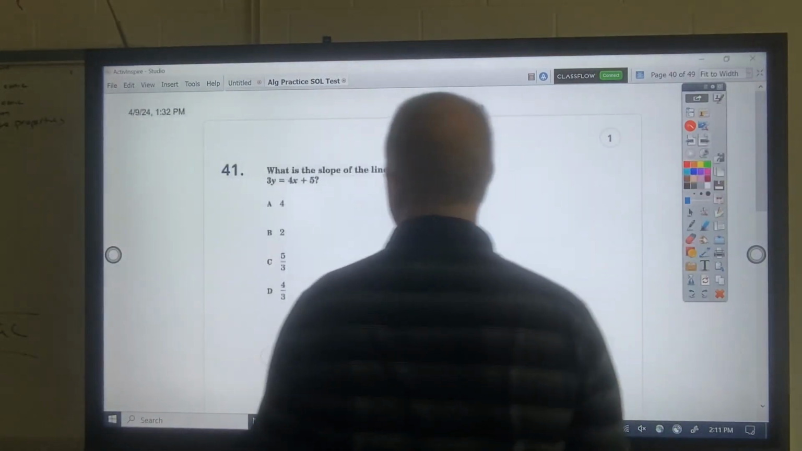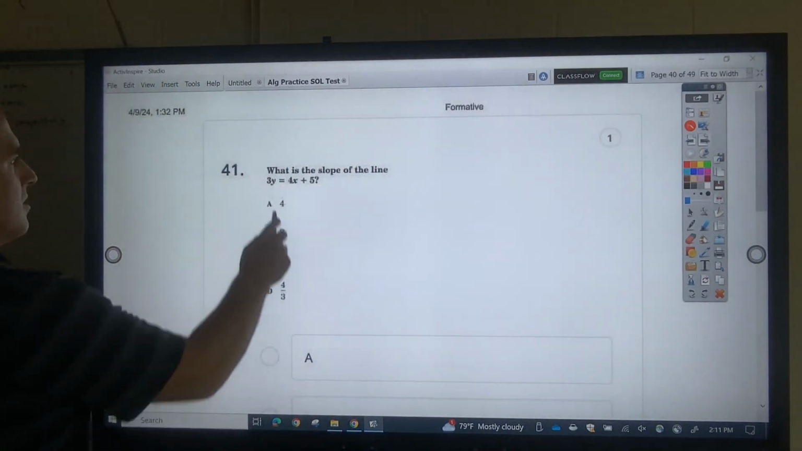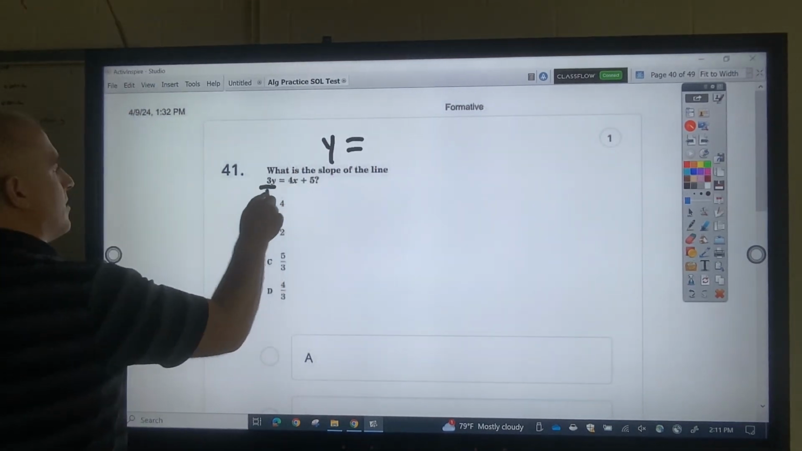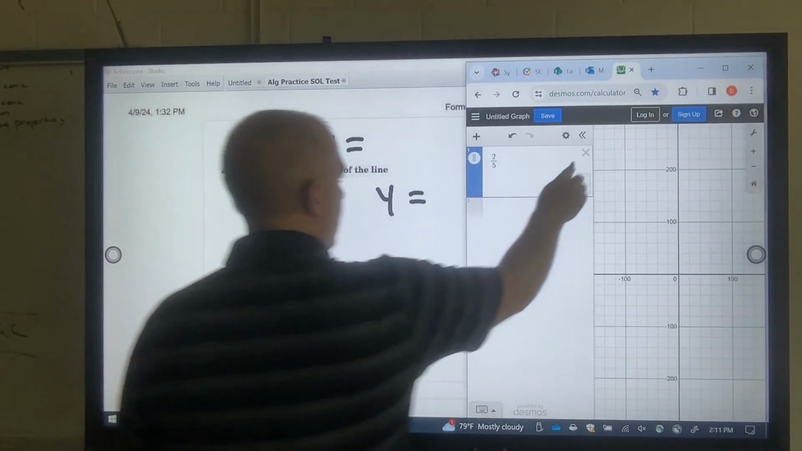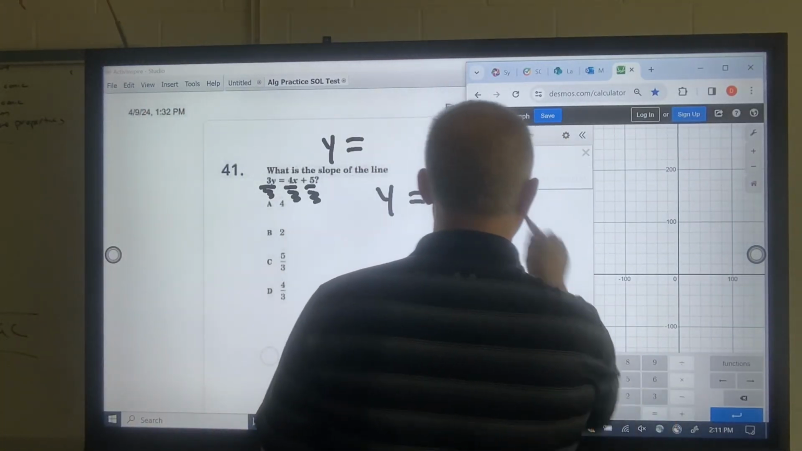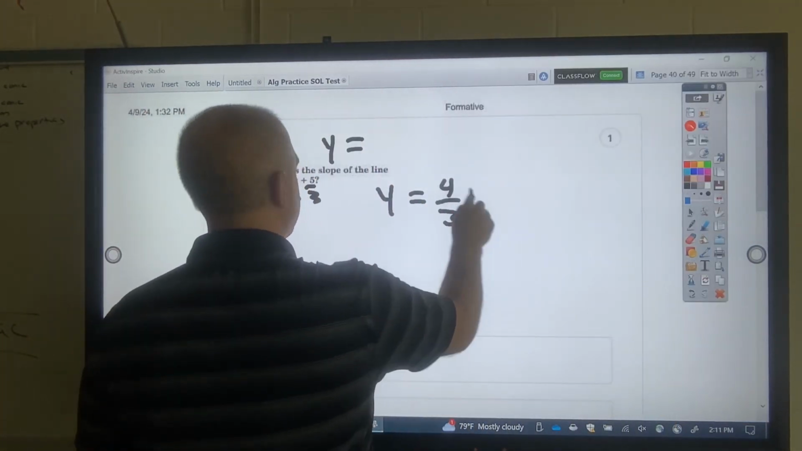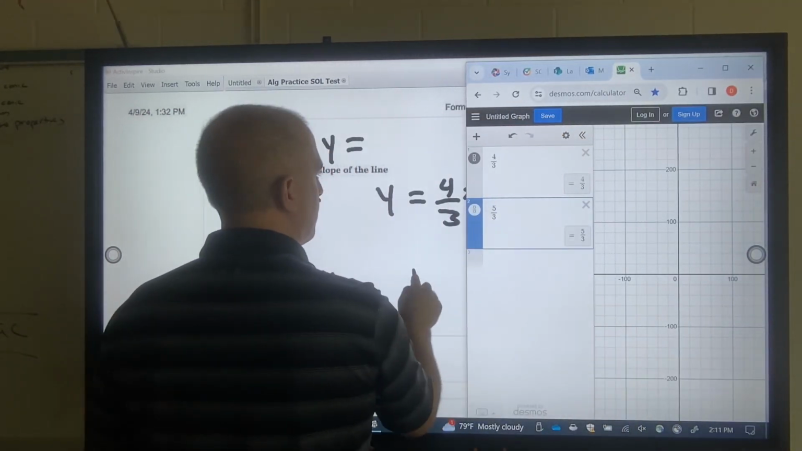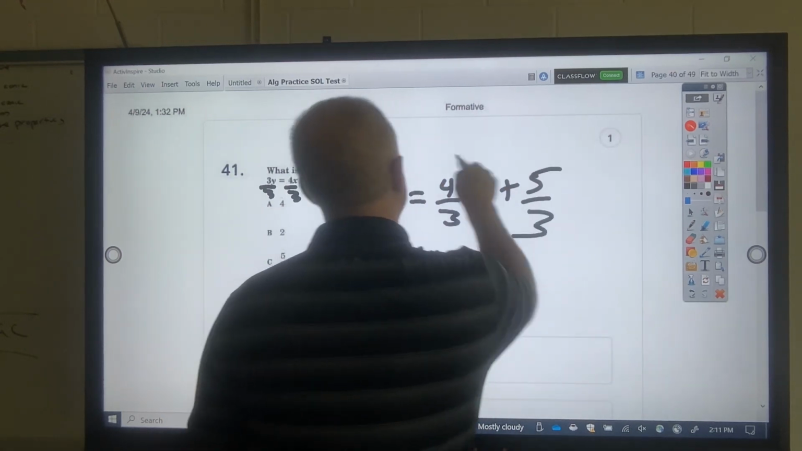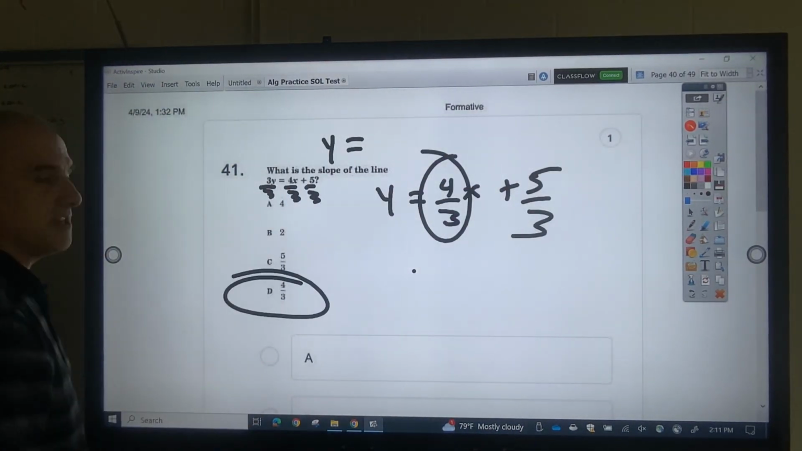Okay, 41. In order to find the slope, it needs to be in y equals, so I want to divide everything by 3. So that's y equals 4 divided by 3 is 4/3 with an x, plus 5 divided by 3 is 5/3. The slope is this number right here, so that's letter D.